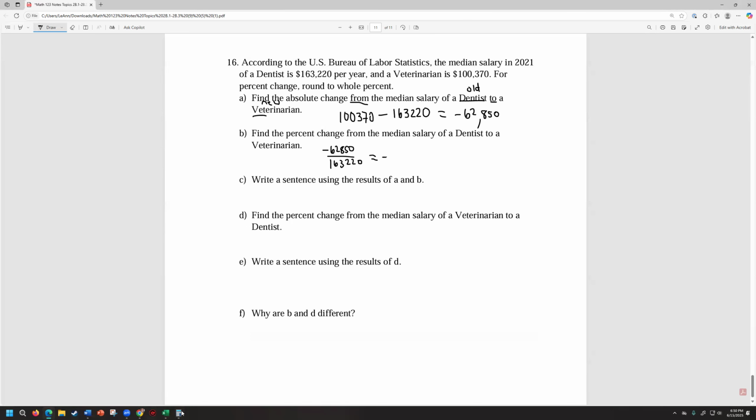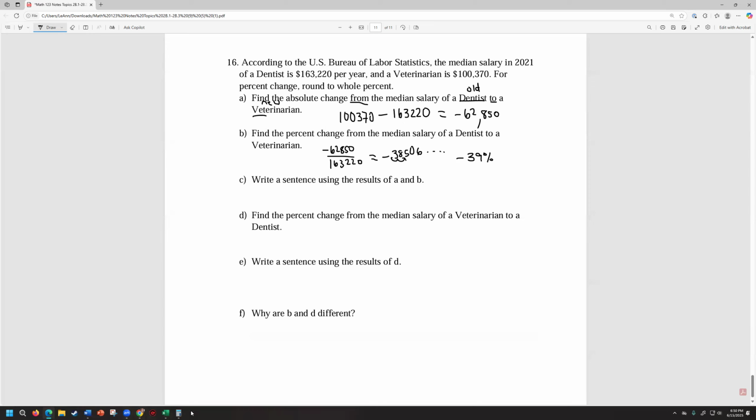And I'm going to write that out to quite a few decimal places. It was 0.385, and so on. They wanted us to round to the nearest whole percent. So move your decimal 2 places to the right and notice this is 38.5. So that would round up to 39. So this is a negative 39%.